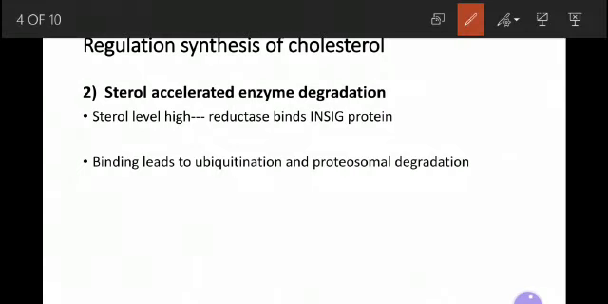The second factor which affects cholesterol metabolism is enzyme degradation. Here again the INSIG protein will play a role in down regulation of HMG-CoA reductase. When the sterol levels are high, it will bind with HMG-CoA reductase, and its binding will lead to ubiquitination and proteasomal degradation.